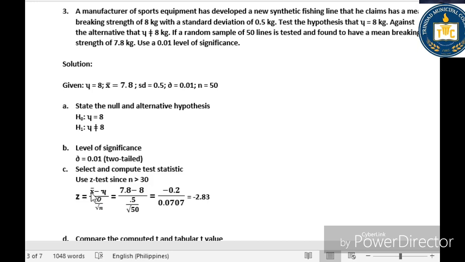Then our value for our sample mean is 7.8 minus 8, which is our population mean, over our standard deviation 0.5 over the square root of our sample size, which is 50. Okay, so then simplify, you can use your calculator. Then 7.8 minus 8 is negative 0.2 over, to simplify this, we come up with 0.0707. Again, you can use 4 decimal places. Then simplify, we come up with negative 2.83. So our z value or computed z is negative 2.83.